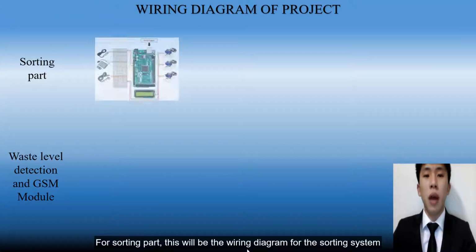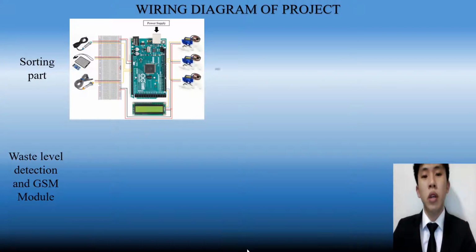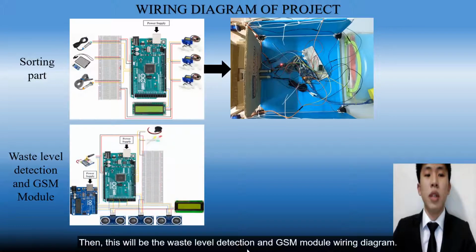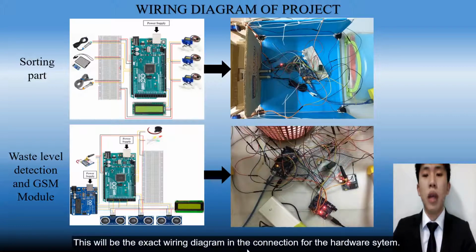For the sorting part, this is the wiring diagram for the sorting system, and these are the exact pictures of how I connected the wiring in my project system. Then this is the waste level detection and GSM module wiring diagram, and this is the exact wiring connection for the hardware system.